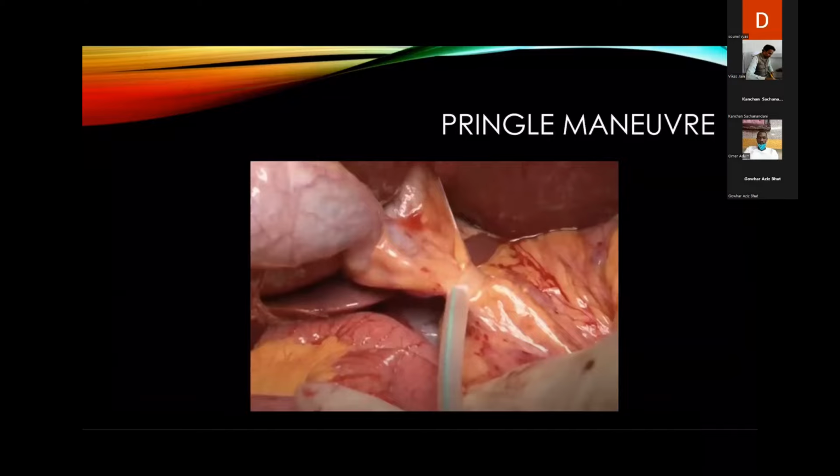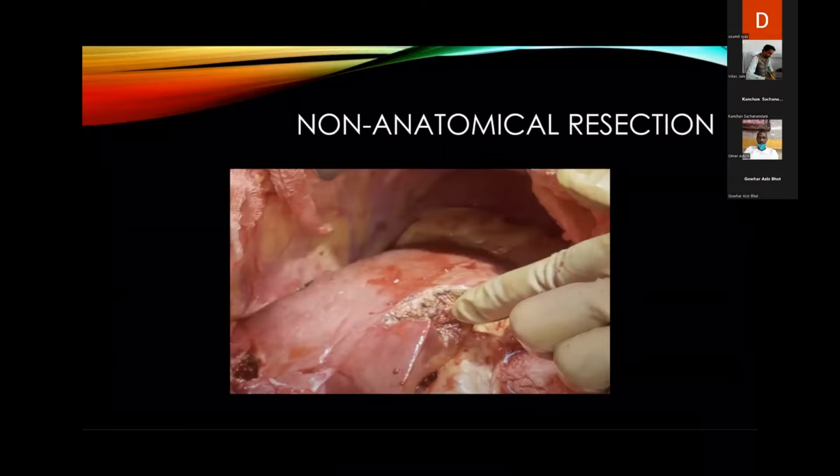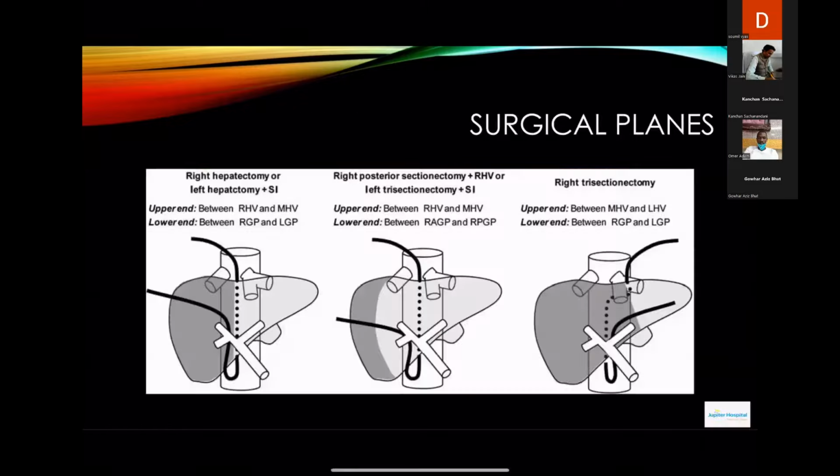What we also have in liver resections is non-anatomical resection, which, in this case, was done for multiple colorectal liver metastasis. A right hepatectomy was done along with non-anatomical resection of these small lesions in the left lobe of the liver. Then the other liver resections, according to the Brisbane terminology, we have to just follow the surgical planes, and based on the hanging maneuver, you can do all these procedures.